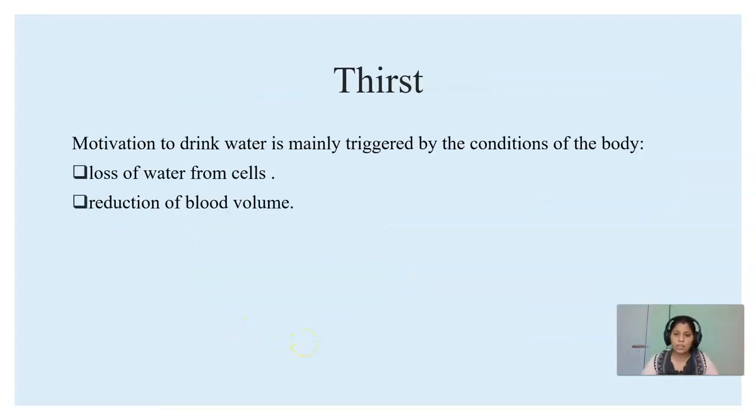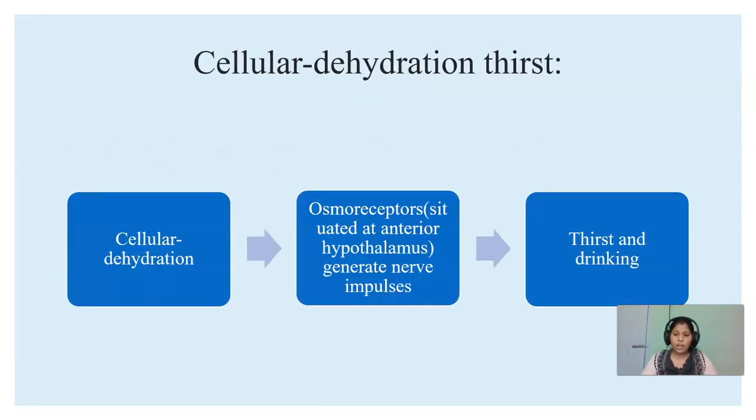The next biological motive that I will discuss is thirst. How do we feel thirsty, or what triggers thirst in our body? First, if the cells lose water, and second, if there is a reduction of blood volume in the body. In both cases, we feel thirsty. Now we'll discuss the physiological mechanism of thirst.